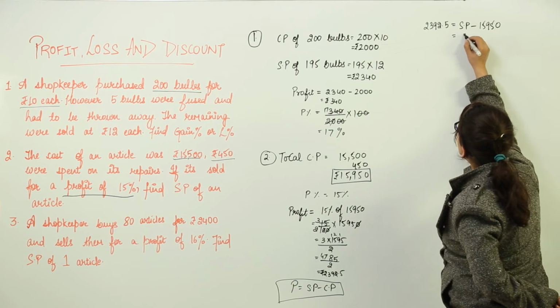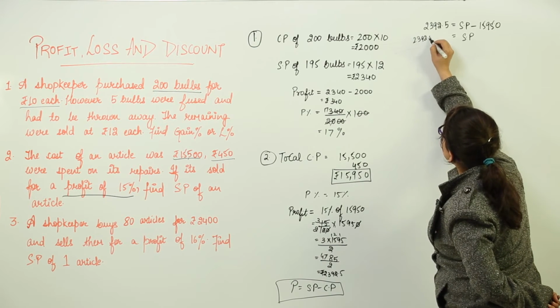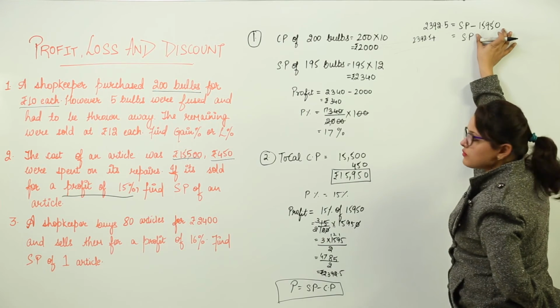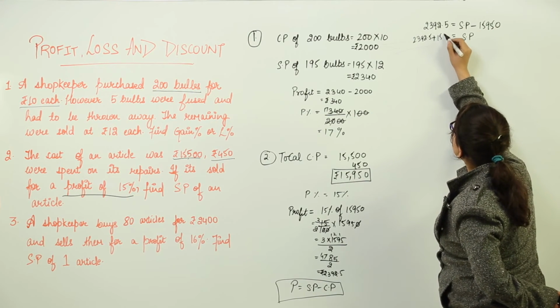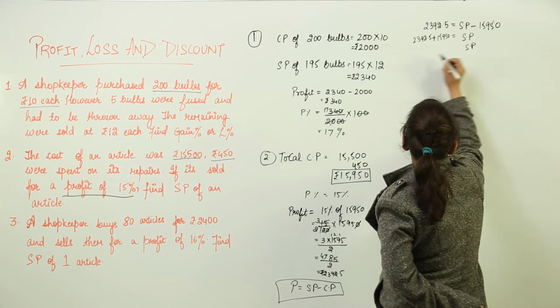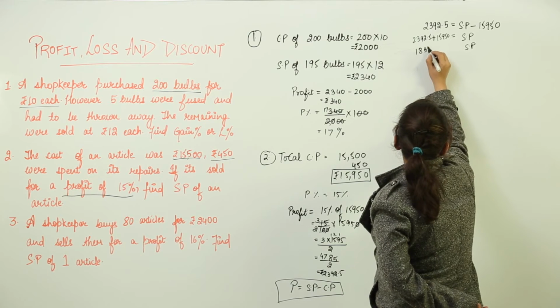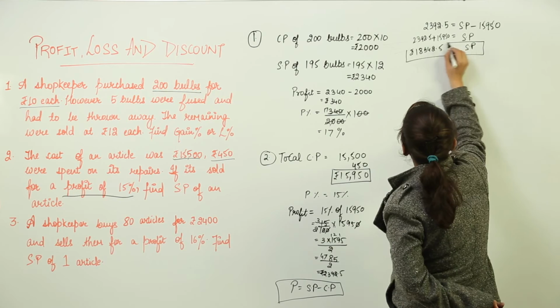So I write 15950. Now over here on solving we get 2392.5 plus, because this term was getting minus over here, on the other side it will become plus. So plus 15950. So we get the selling price as 18342.5 rupees. This was the selling price.